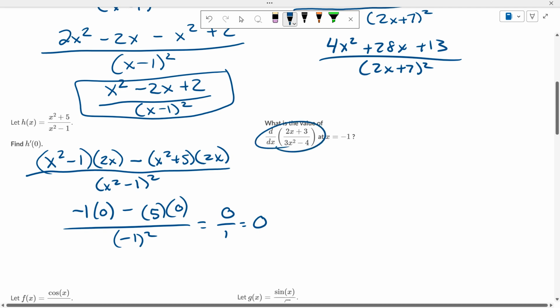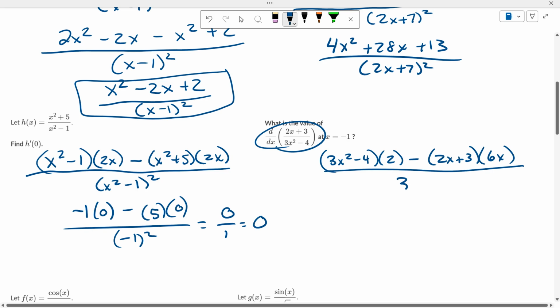On this one, take the denominator, which is 3x squared minus 4, times what? 2, the first derivative of the numerator, minus the numerator 2x plus 3 times what? 6x, because that's the first derivative of the denominator, all over 3x squared minus 4 quantity squared.